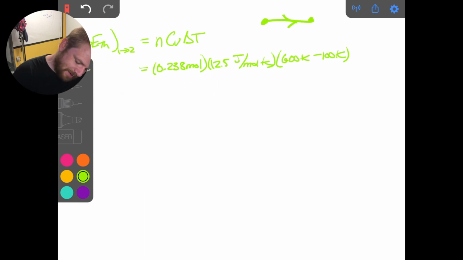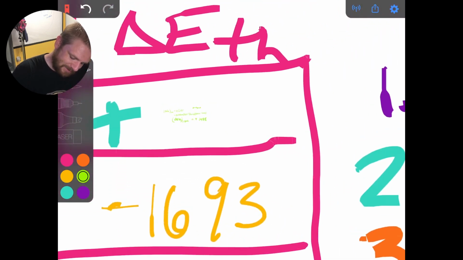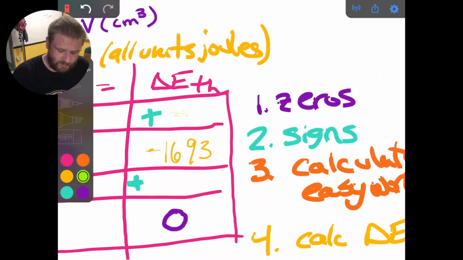And so now we can just plug this into our calculator and see what we get. That is 0.238 times 12.5 times 500. And that is 1,488 joules. So the change in the thermal energy along 1 to 2 is equal to a plus 1,488 joules. Let's see if the sign agrees with what we discerned earlier. It sure does. We have a plus sign here. So this is going to be plus 1,488.